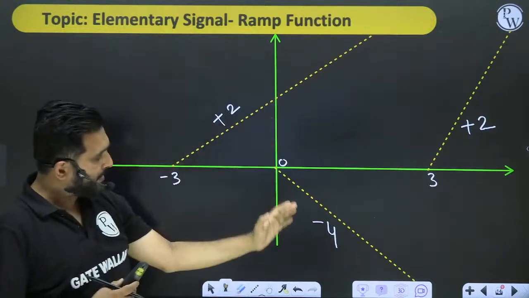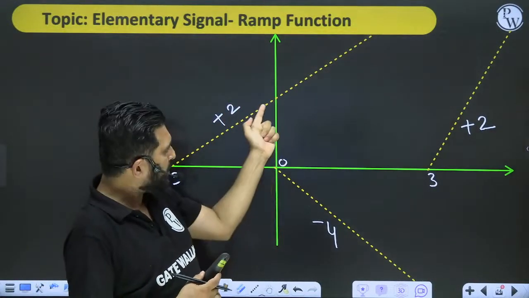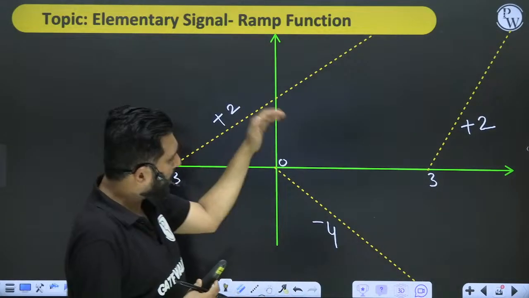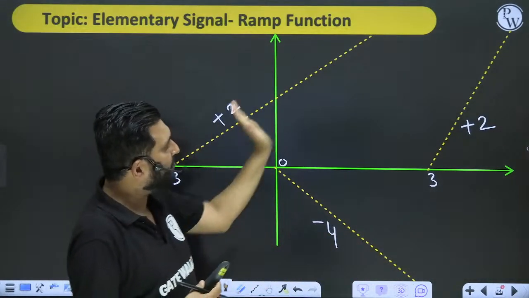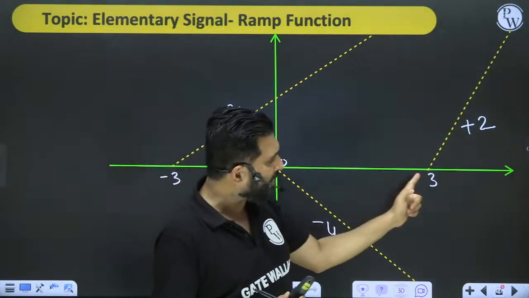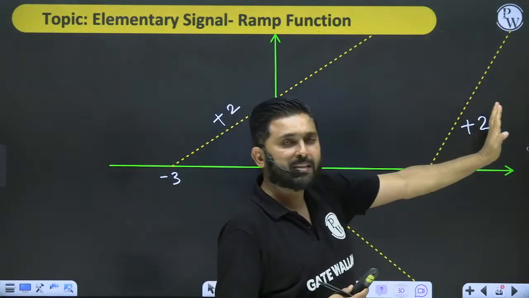But what will happen at this point? See, at 0, what will happen? This +2 becomes a -4. Yes or no? This +2 becomes a -4. This means that the line will change its direction with a slope of -2, and it will continue till 3. At 3, this is having a -2 and this is having a +2.